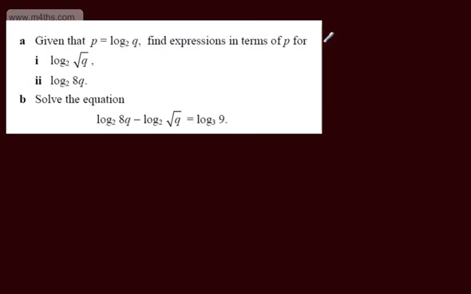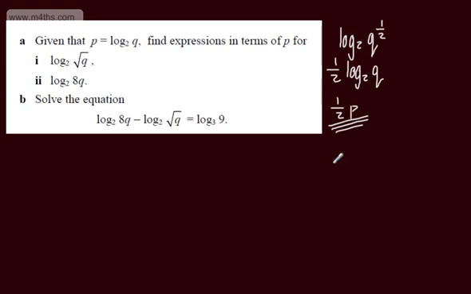Okay, so let's just rewrite that first one. So what we have then is log to the base 2 of q to the power of 1/2. Using the power law, or power rule, we can bring this down, we get 1/2 log to the base 2 of q. We know log to the base 2 of q is p, so we have 1/2 p. And that now is an expression in terms of p.